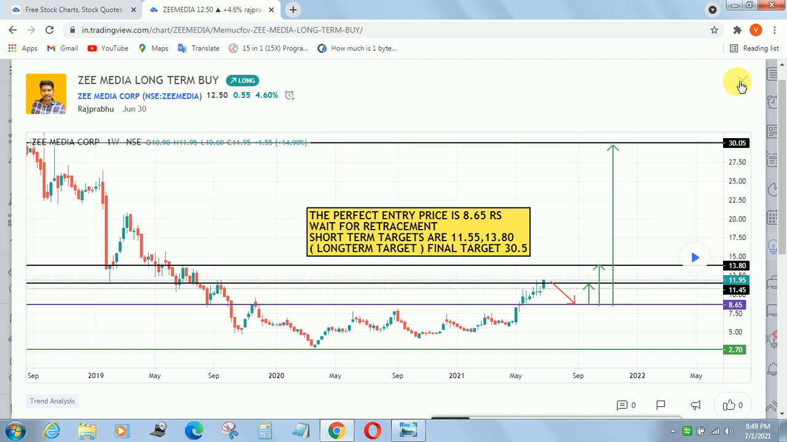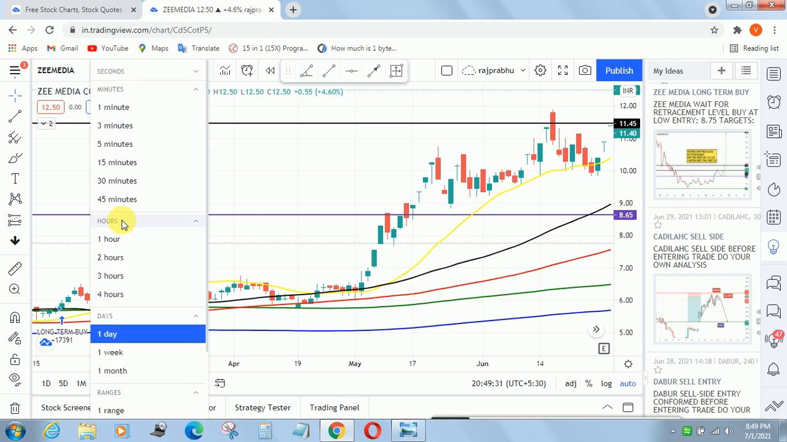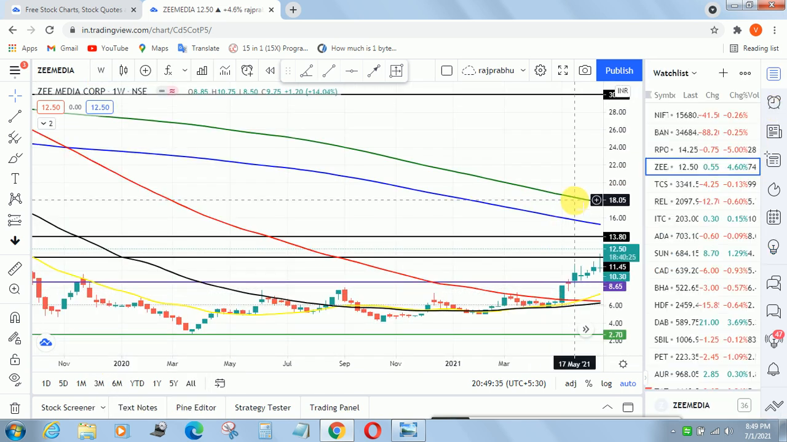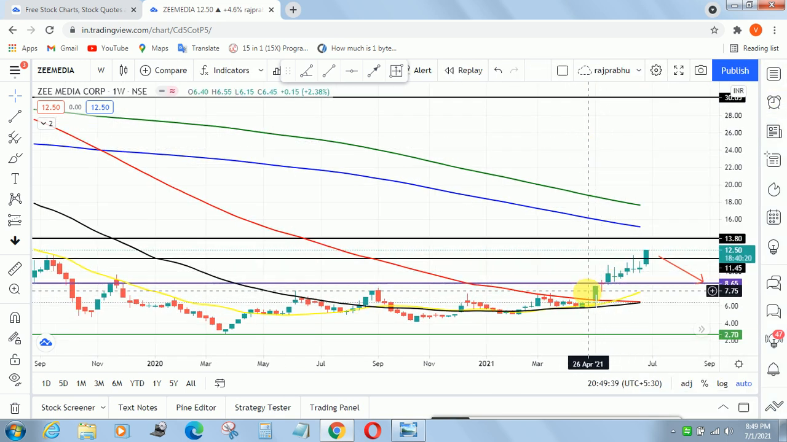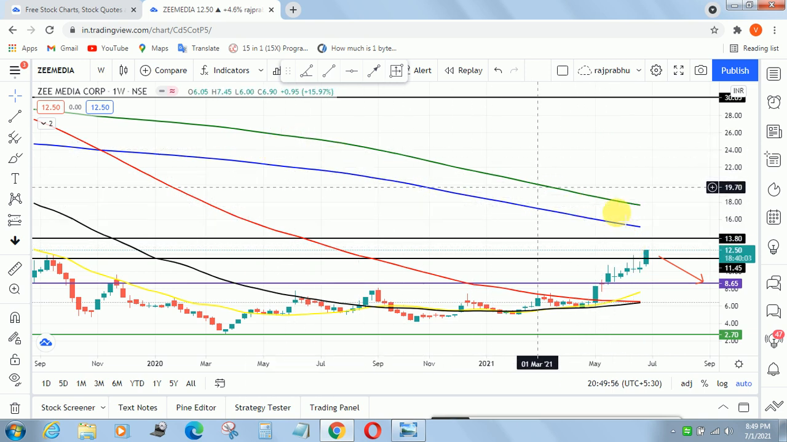I'm going to show you in the weekly chart. See here, in the weekly chart the moving averages are showing only breakout. Whenever the price breaks and closes above the moving averages, it will suddenly rise from this level, 6.92, 12.50. The upper area band looks like a resistance.